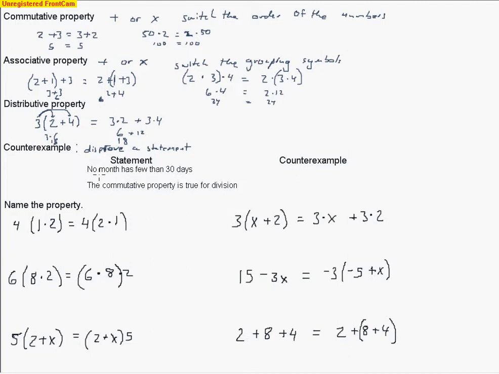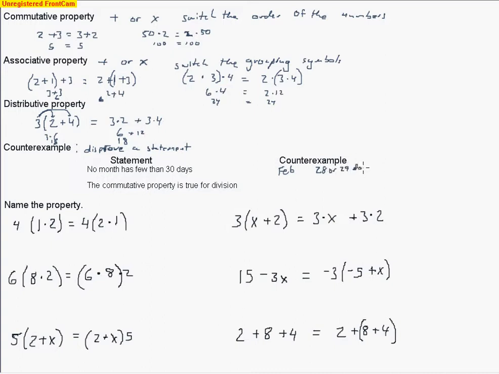So for instance, if I want to say that a certain month has under 30 days, I might use this as a way to prove it. If I use a counterexample, I would say, well, no month has fewer than 30 days. Well, I can give a counterexample: February. February has 28 or 29 days.